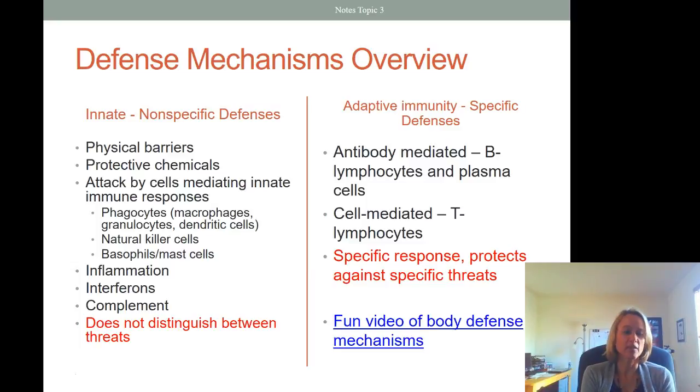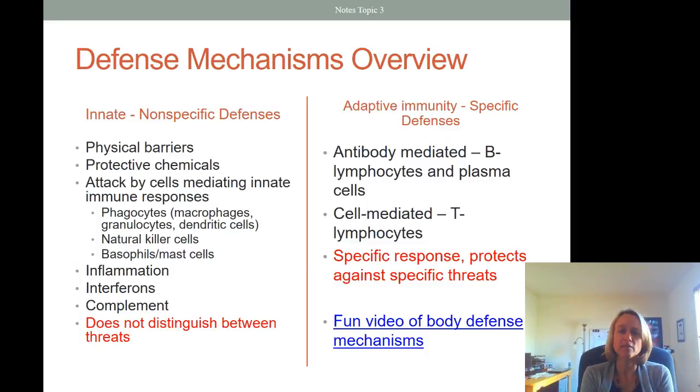Interferons that interfere with viral replication, and then complement proteins that are found in the blood that can increase inflammation, help antibodies be more effective, as well as lead to the lysis of bacteria. So all these innate defenses do not distinguish between threats. They're not antigen specific.